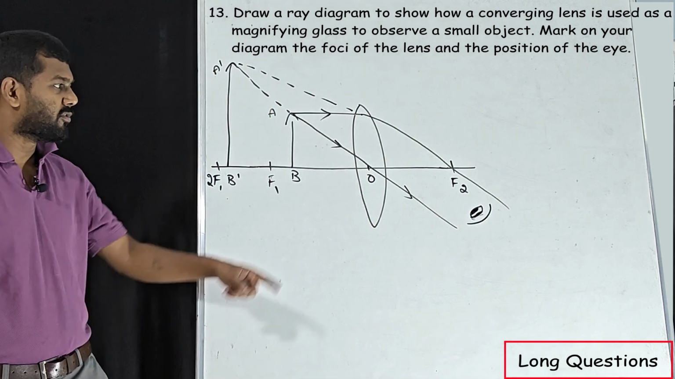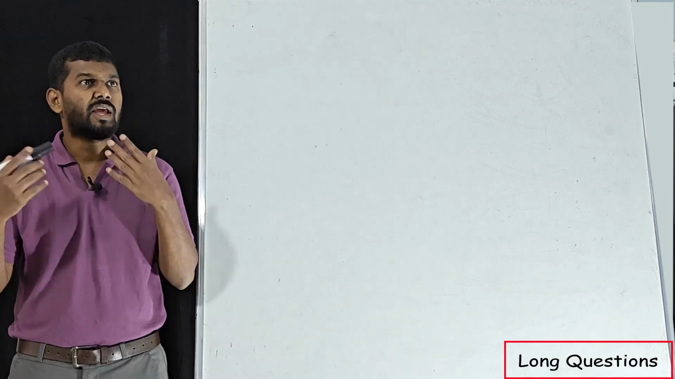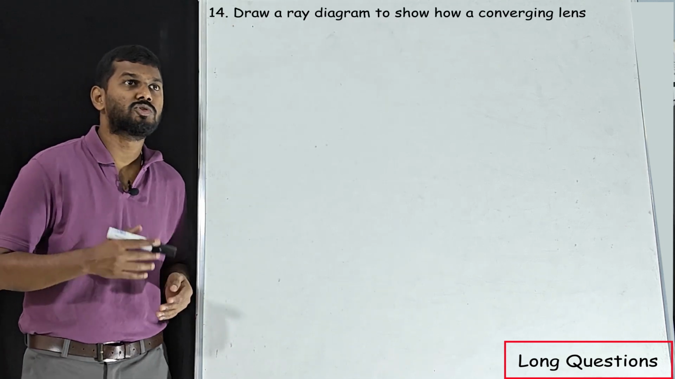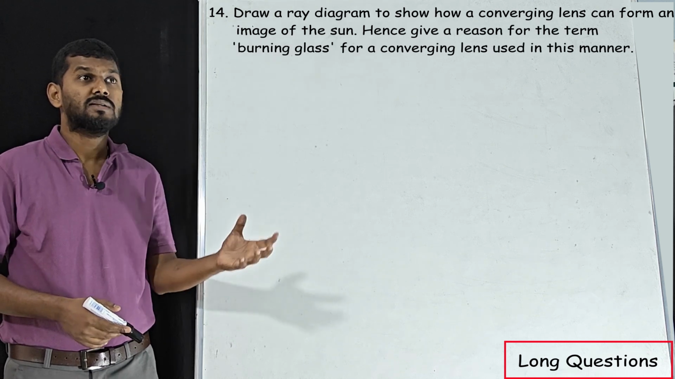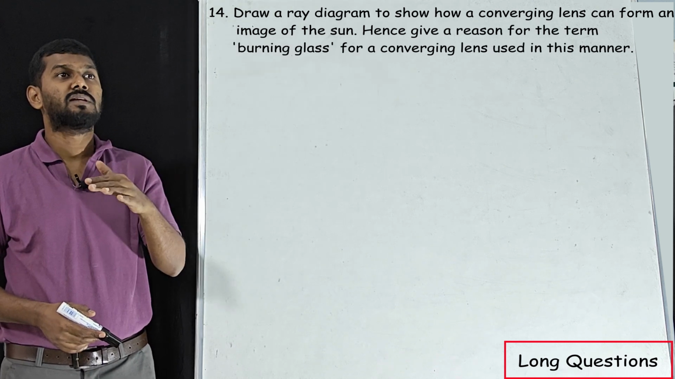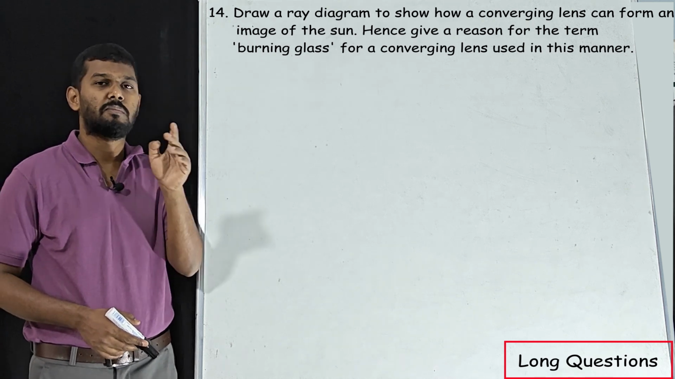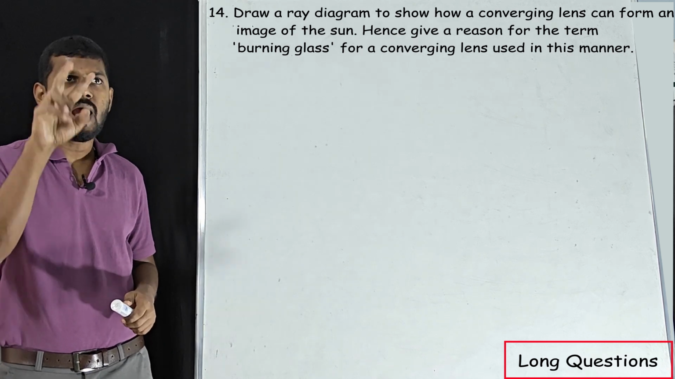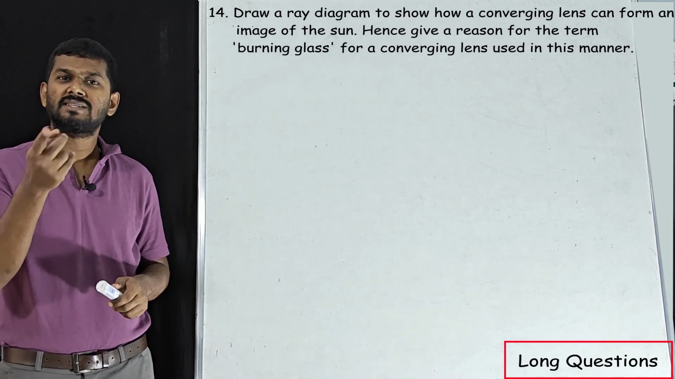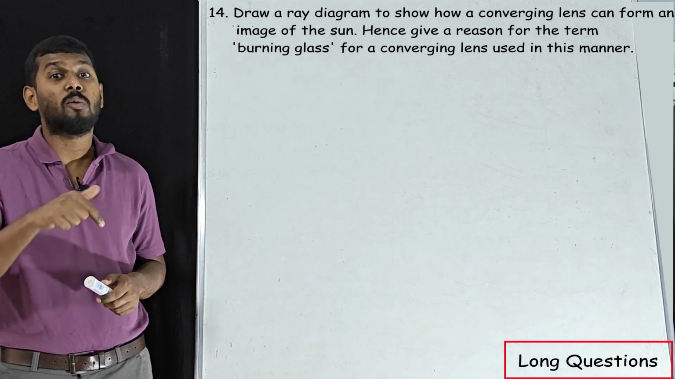That's it. So if you see in this angle, you're going to see the virtual image. Our next question: draw a ray diagram to show how a converging lens forms an image of the sun, hence give a reason for the term burning glass for a converging lens used in this manner. See here, the important words are two: sun and burning glass. So burning glass is an application and sun is the object here.